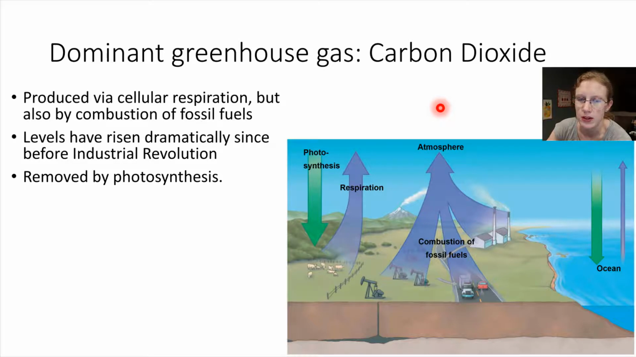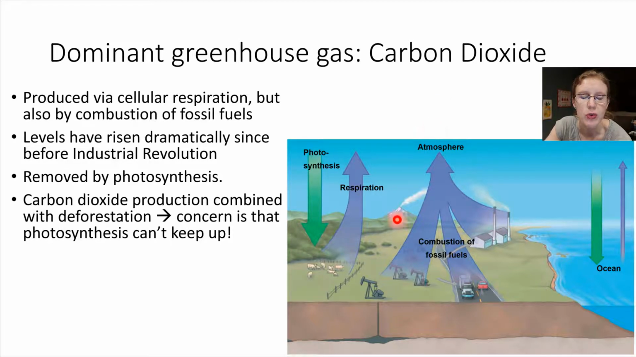So the concern is that if we are producing a lot of carbon dioxide, and if we are also carrying out deforestation, so getting rid of plants, the concern is that photosynthesis might not be able to keep up. So it might not be able to absorb all of the carbon dioxide that we're producing. All right, we might need more plants, not less plants, in order to do that. So as carbon dioxide starts to build up in the atmosphere, if the plants can't take care of all of it, then what's going to occur is the ocean will start to absorb some of the extra.